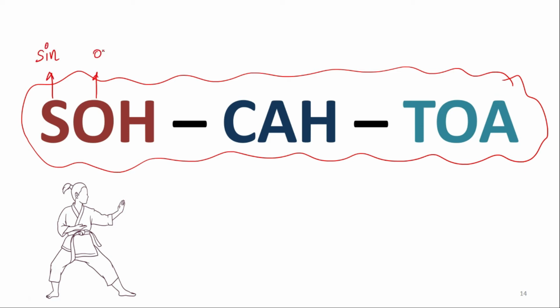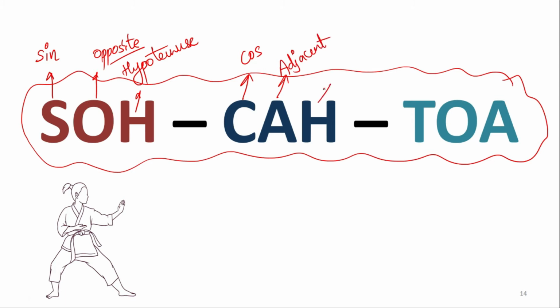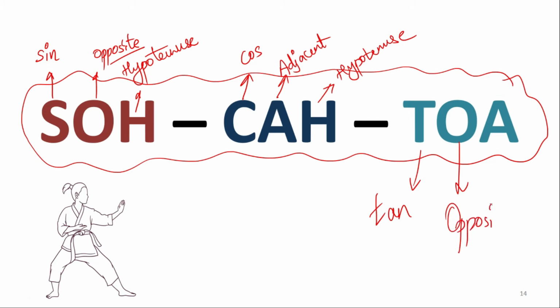So SOH, this stands for sine, O is opposite, and this is hypotenuse. CAH is C for cos, A for adjacent, and this is going to give you hypotenuse, H. TOA is T for tan, O for opposite side, and A for adjacent.